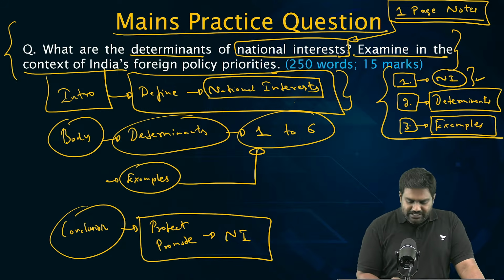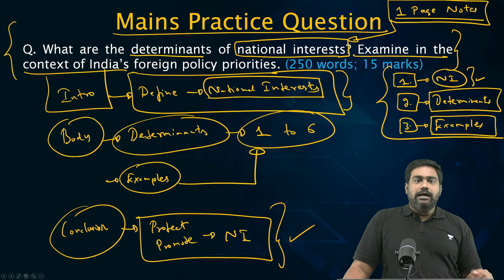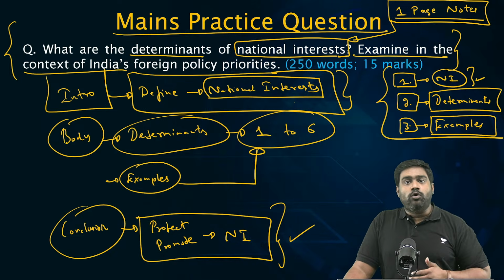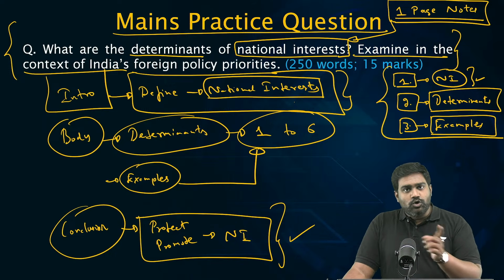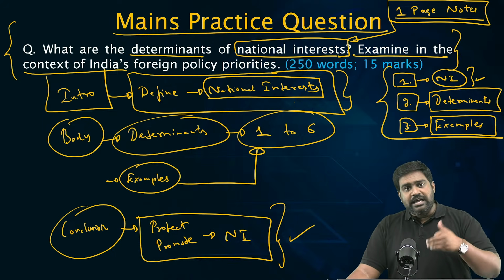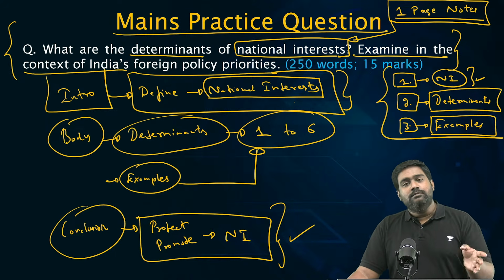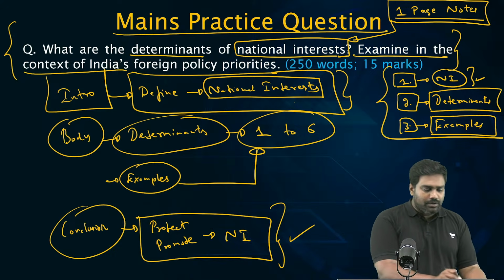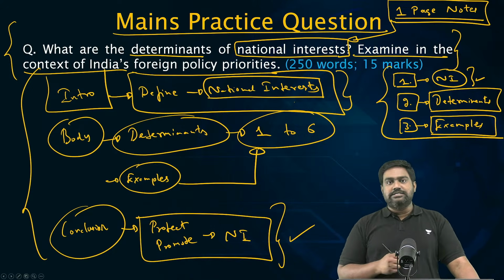Our foreign policy is designed, and it should always aim, to protect and promote our national interest. You can even quote that there are no permanent friends, no permanent enemies, only permanent interests. You can even say interests will keep on evolving. Some remain static, but some interests will keep on changing. So this is what you will mention in the conclusion to give a logical end to the answer.